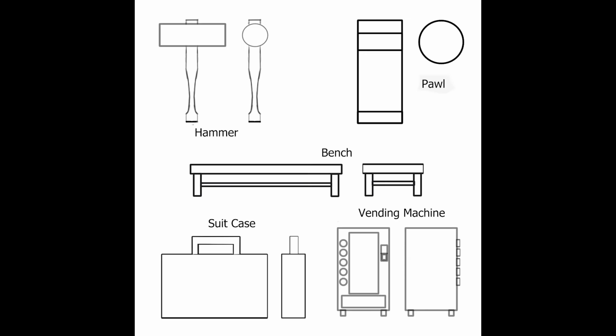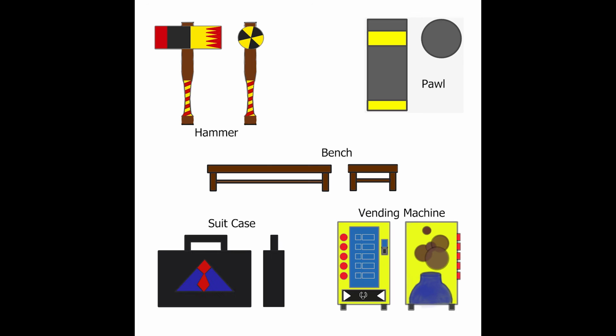And this here is my orthographic drawing for my props and some of the things in the environment. So you've got the vending machine, the suitcase, the bench, the hammer, and the pole. And that's the coloured version.